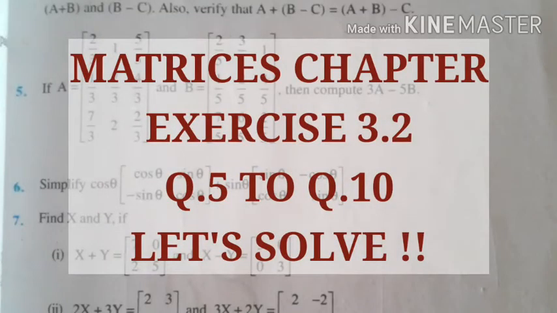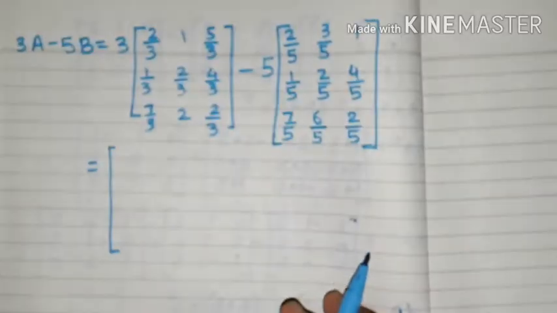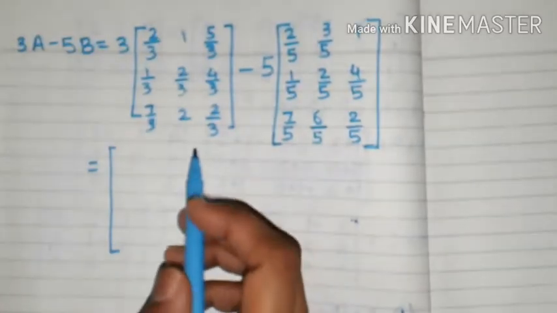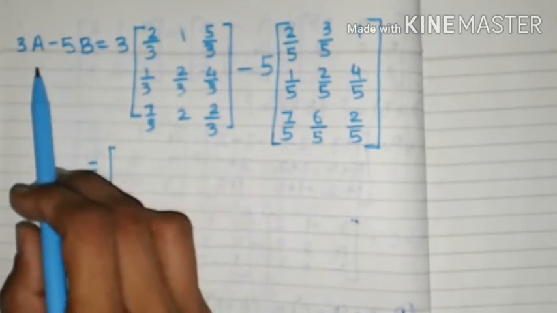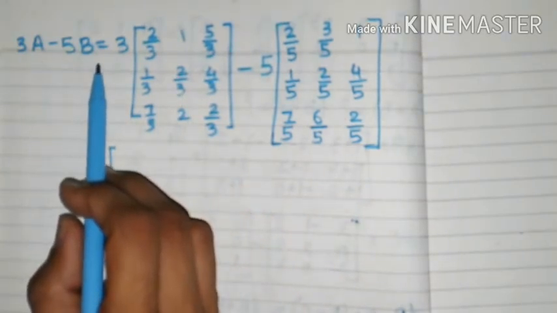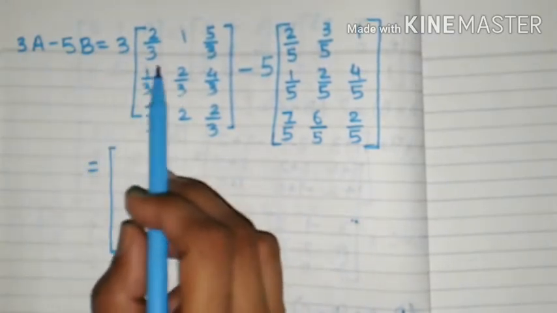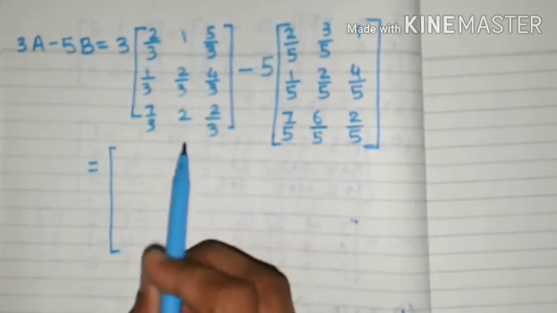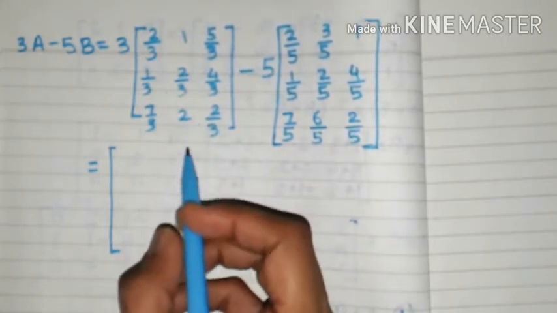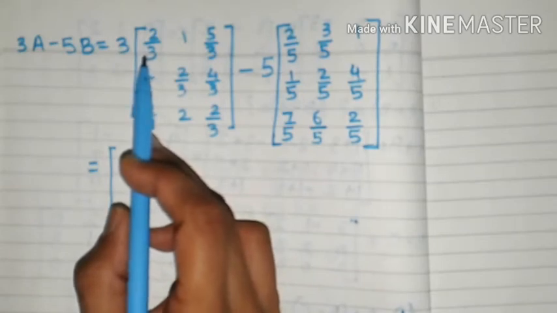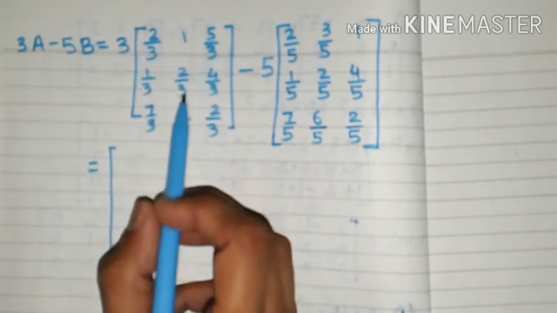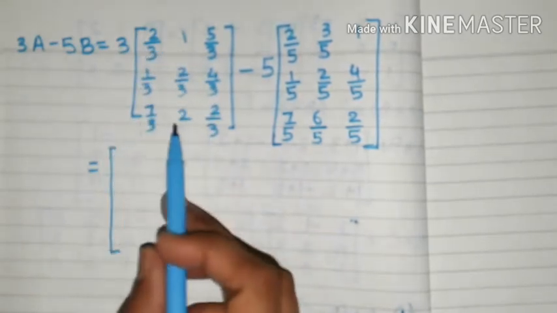Hello friends, let's continue with exercise 3.2 question number 5 to 10. Exercise 3.2 fifth question is we have to solve this particular expression 3a minus 5b where a and b are 3 by 3 matrices. So let's do the scalar multiplication. For scalar multiplication we have to multiply each and every element of the matrix with the scalar.